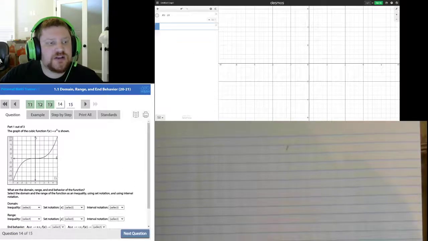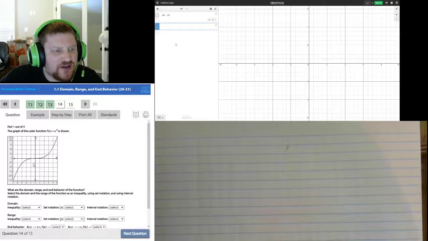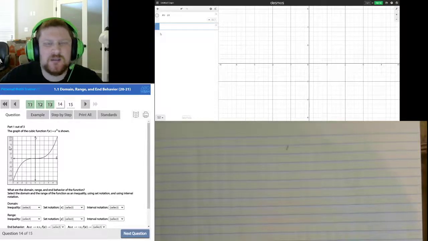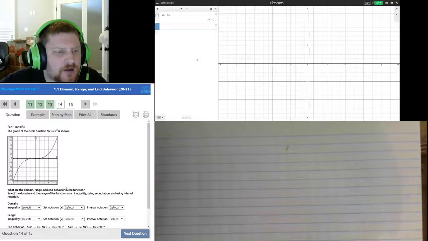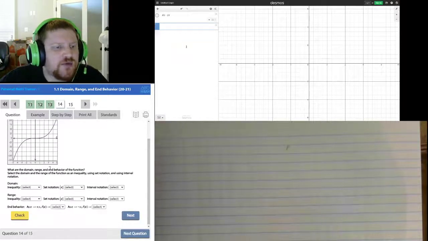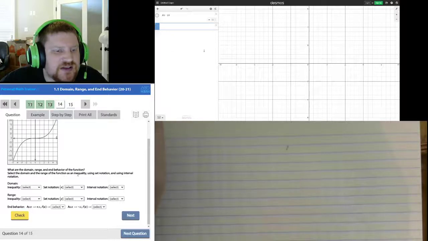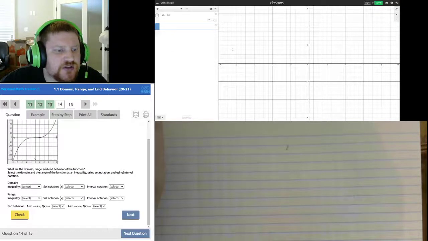Looking at number 14, we have a cubic function here. Note that the scale's not the same though. So we've got 1, 2, 3, 4, 5 along the x-axis, and we're going up by 25s along the y-axis. So that might be important for us to know. What are the domain, range, and end behavior of the function? Select the domain and range of the function as an inequality using set notation and using interval notation.